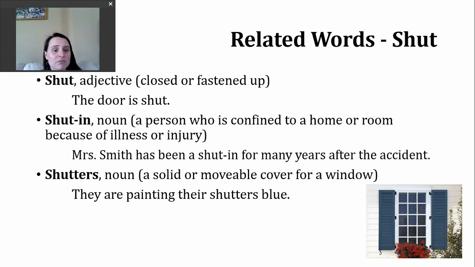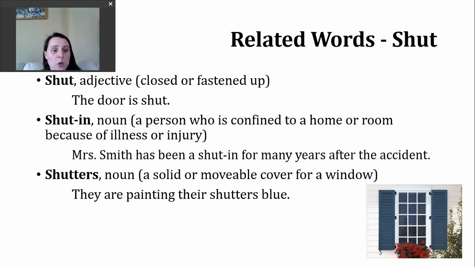The next related word is shut-in. This is a noun. It's usually referring to a person who is unable to leave their home, or maybe even a room in their home, because of illness or injury. Mrs. Smith has been a shut-in for many years after the accident.